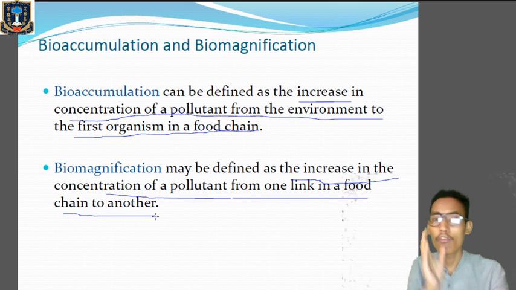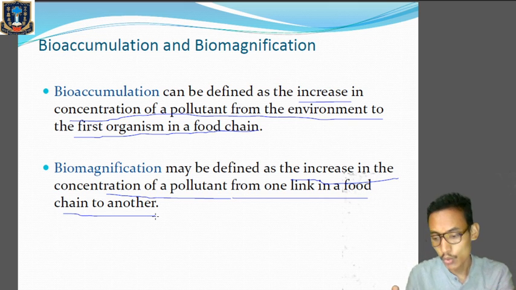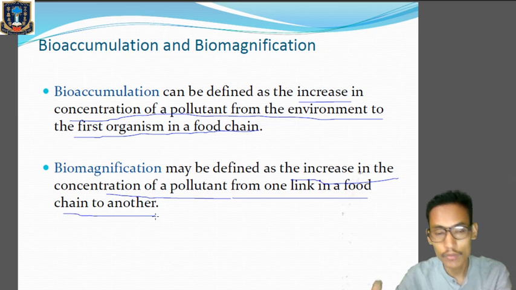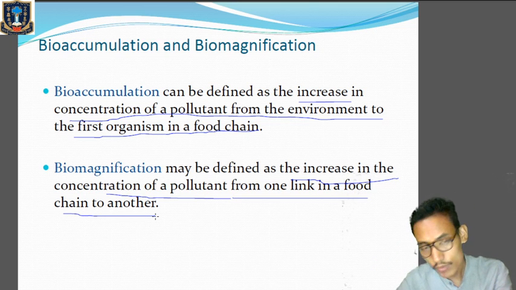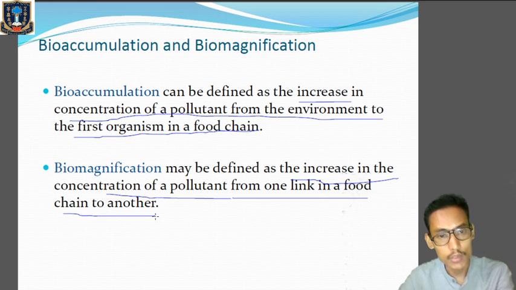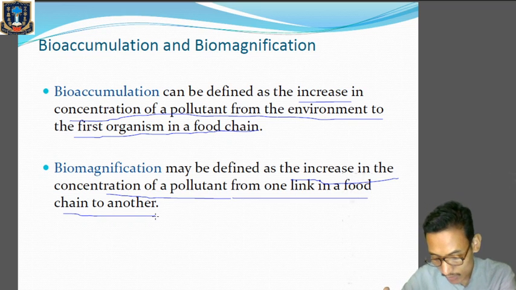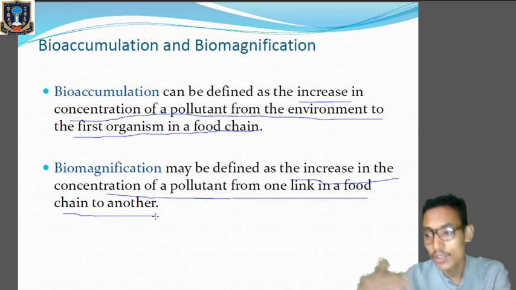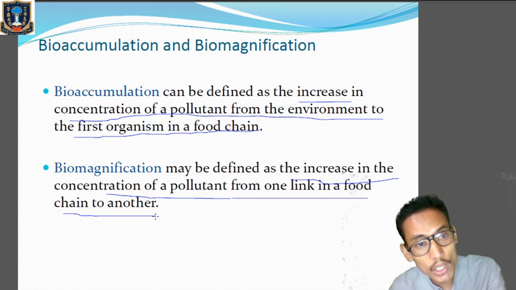Just think of a fish. Clear? Those chemicals will only increase in the body of the fish. When the size of the fish keeps on increasing, when there is development in the body of a fish, when the fish starts growing, then there will be an increase in the concentration of these pollutants within the body of the fish, which is called bioaccumulation.